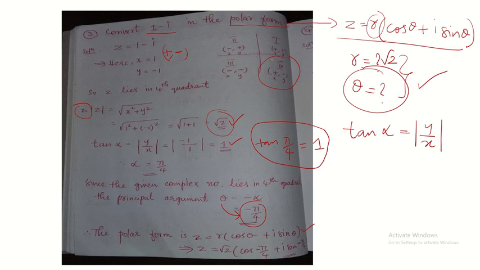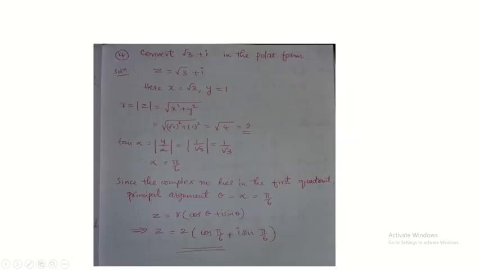You have to find r, you have to find theta, then substitute the value in z equal to r cos theta plus I sin theta. Okay, now the next question.